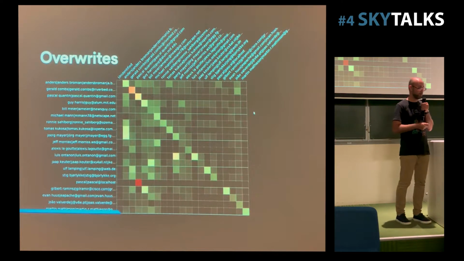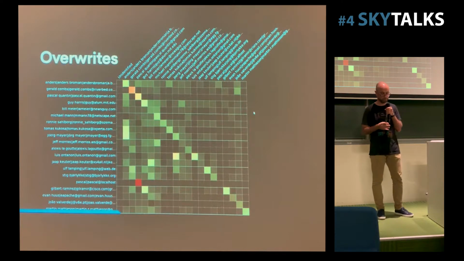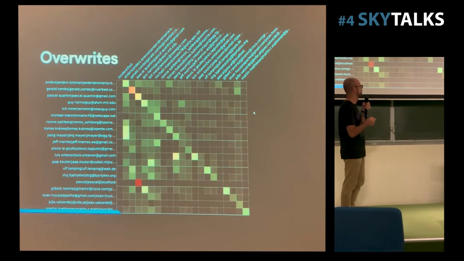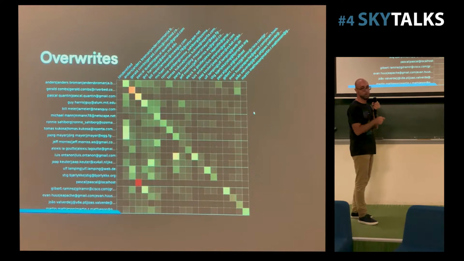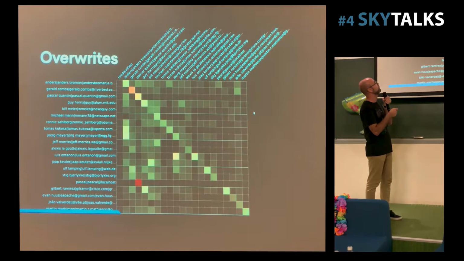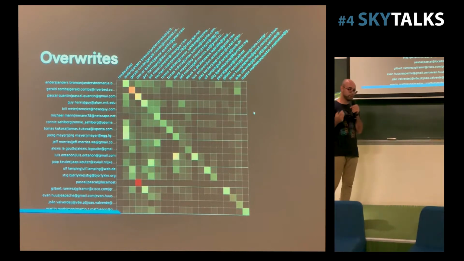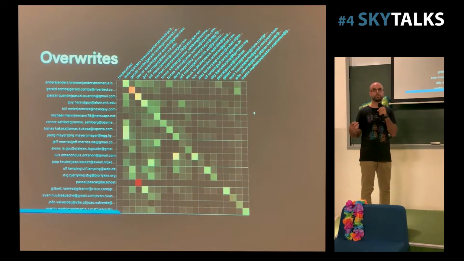However, again, we are speaking about machine learning, so let's do something with ML. We'll do it by using this type of plot, which is called overrides. How is it structured? You have an author at every column and every row, and the color intensity or brightness corresponds to how many times your lines were overwritten by your counterparty.